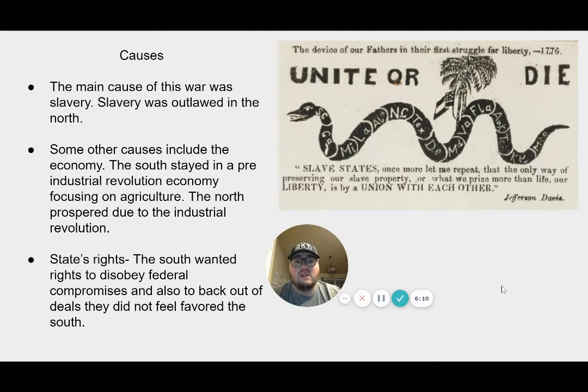Okay, it says slave states. Once more, let me repeat that: the only way of preserving our slave property, or what we prize more than life, our liberty, is a union with each other. So the South really banded together around this idea of keeping slavery and their way of life going. That's what was at stake here in the Civil War.